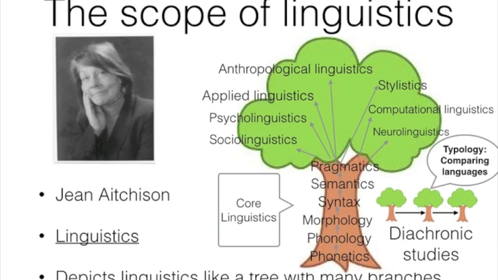Then the other one is called typology, in which we are comparing languages. So you take English, French, Arabic, and then you compare. We are making a typology of each language and you try to find out the common things between them and then the differences, okay? So these are different ways how linguistics operates.